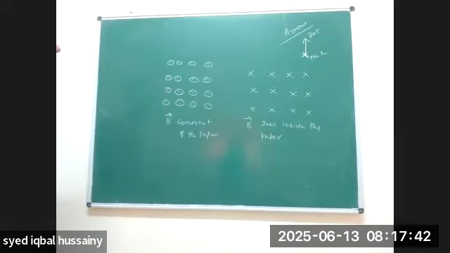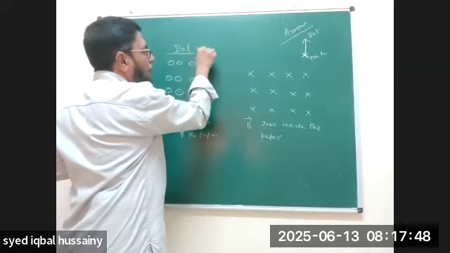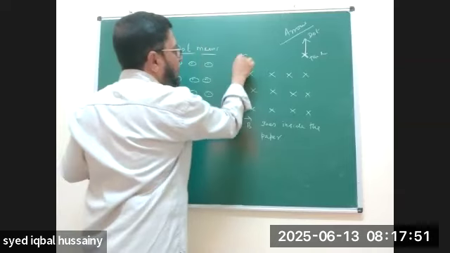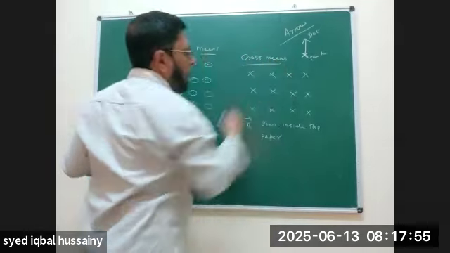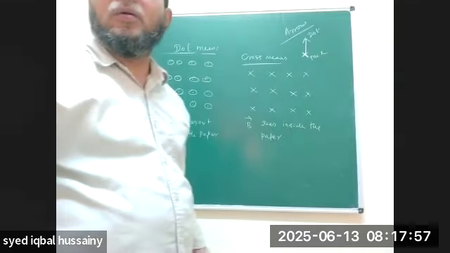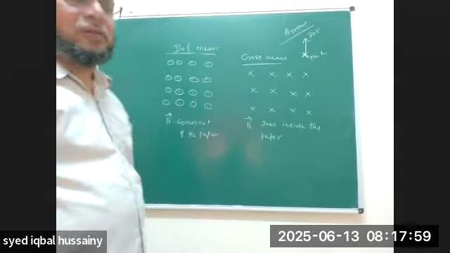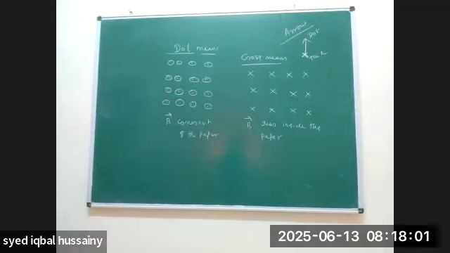Just note down: if you see a dot, what is the meaning? Dot means magnetic field coming out, and cross means magnetic field going in. What is the meaning of dot, or what is the meaning of cross? That you should know.